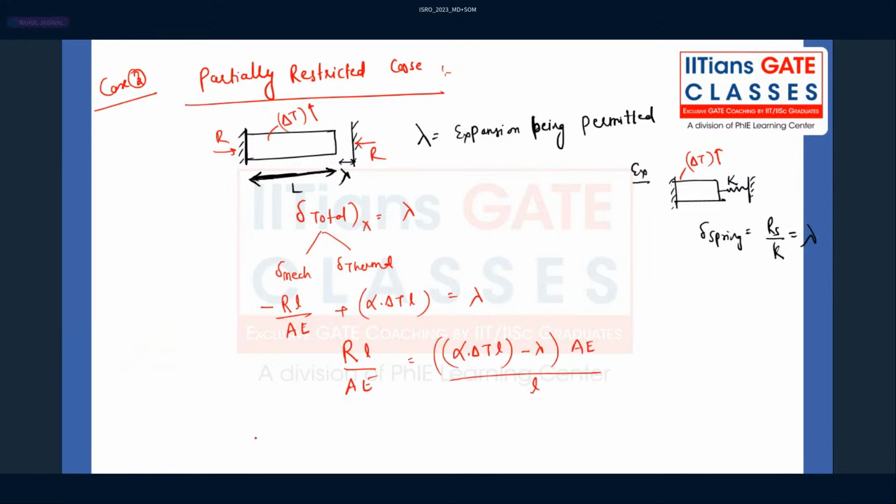If I just calculate R, then R will be alpha into delta T into L minus lambda into AE by L. Now when you calculate thermal stress, that is R divided by A, so that is going to be alpha into delta T into L minus lambda into E divided by L. That is compressive.